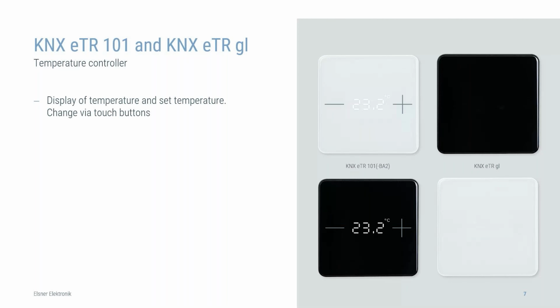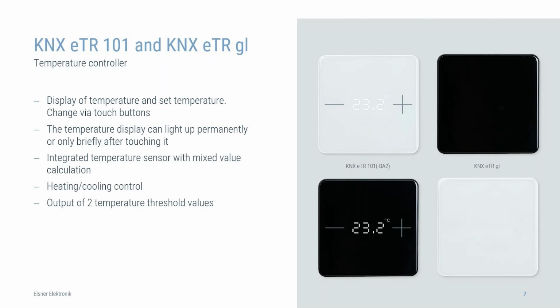Here we see the eTR 101, which is equipped with touch buttons that can be used to adjust the temperature. It also has an LED display that shows the current temperature or the set point. Next to it, you can see the eTR GL. This is a simple temperature sensor without the touch function and without the LED display, so it's a pure temperature sensor. The eTR GL is often used in classrooms, for example, where you don't want the students to change the set points all the time. Also, you can monitor all the temperatures in the different classrooms via visualization, for example.